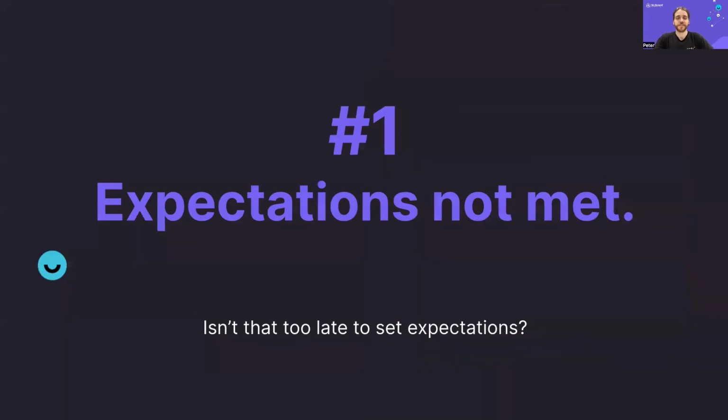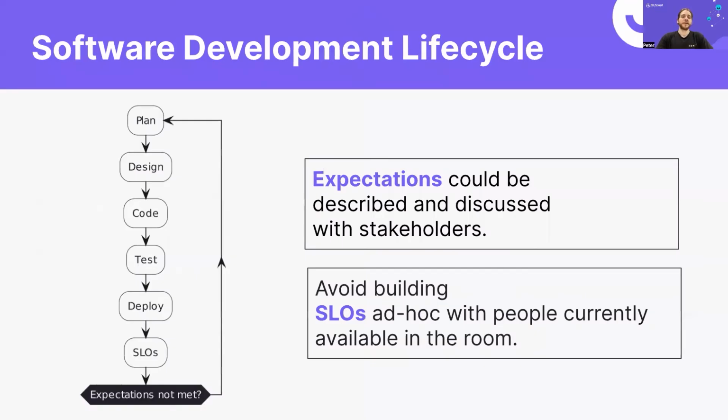Here's what can happen. Firstly, the reality of the delivered service does not match the expectations. Now, when I think of it, isn't it too late to set those expectations? This situation is represented by the following diagram. If expectations are not met, we should probably go back to the analysis phase and discuss them with stakeholders. We should avoid building expectations ad hoc with people currently available in the room. SLOs should be discussed with a larger audience than just the engineers working on a ticket to deliver new functionality.